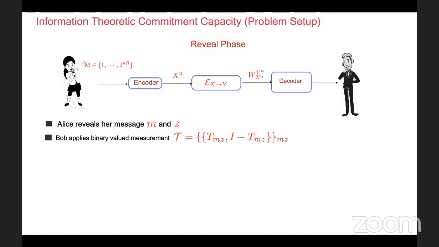In the next phase, which is the reveal phase, Alice reveals the message M, and she also reveals her private randomness to Bob. Depending upon this M and Z, which Alice has revealed, Bob applies some decoding POVM on the state which he has. What we want is that with very high probability, the message M is accepted if both Alice and Bob are behaving honestly.